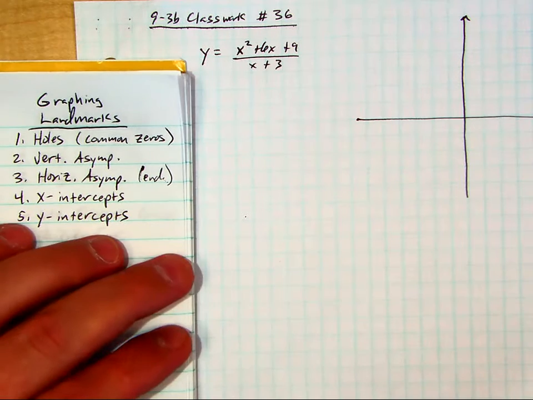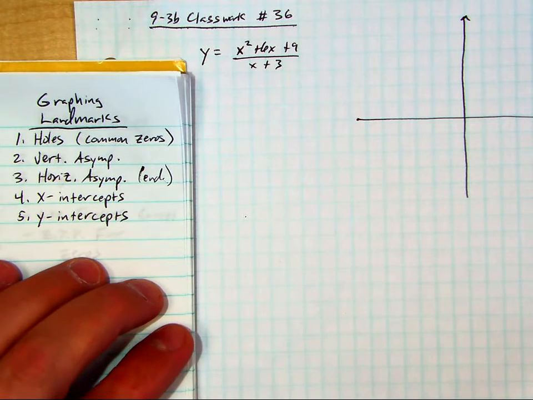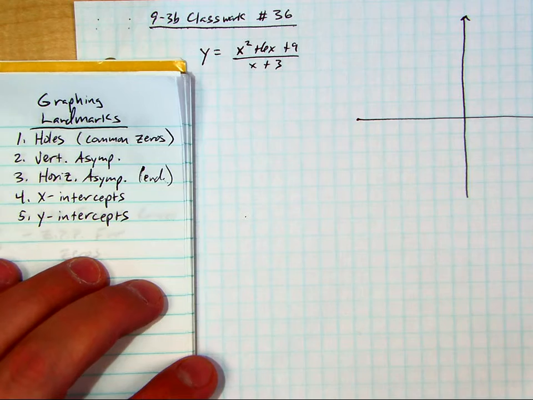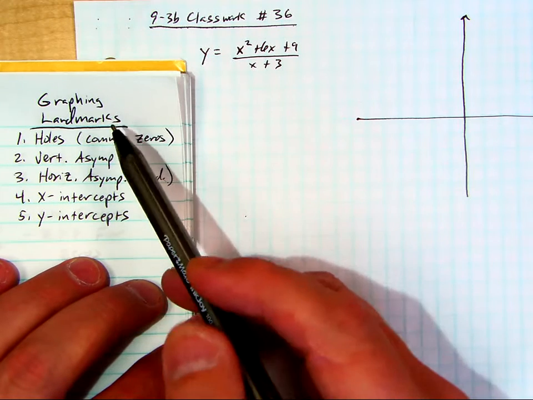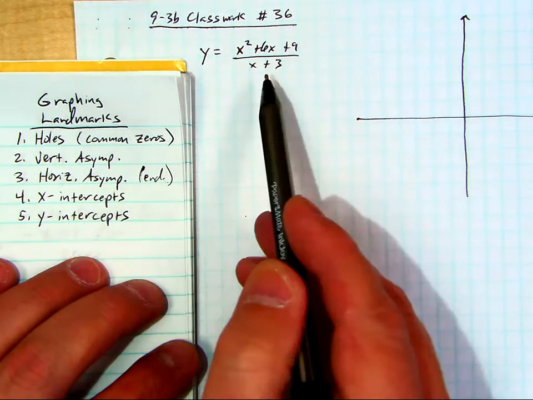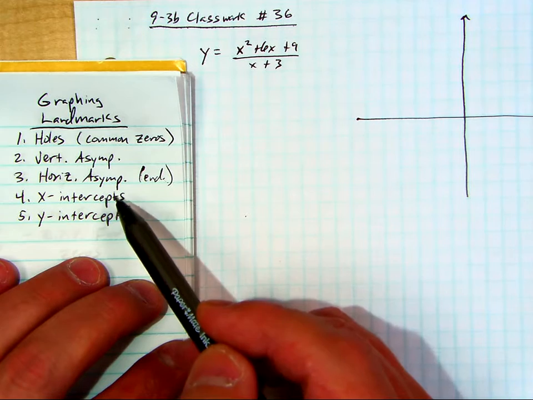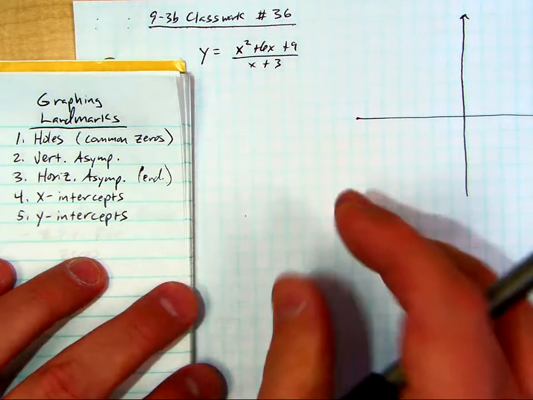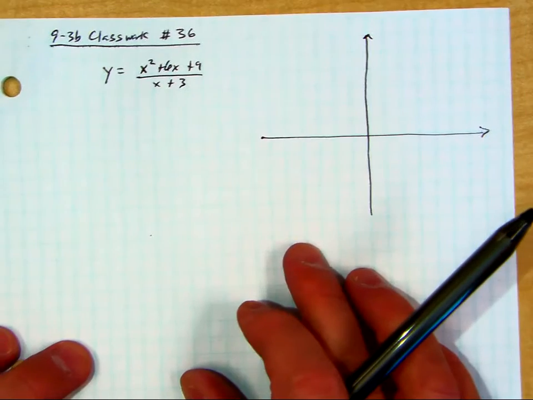All right, here's more help from the 9-3B classwork. This is number 36. Here is our list again of going through all the landmarks we have to figure out. I'll go 1 through 5 after we fully factor this, just so you can see that list again. All right, let me get all this on the page.